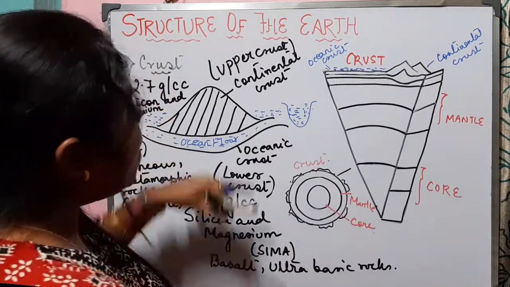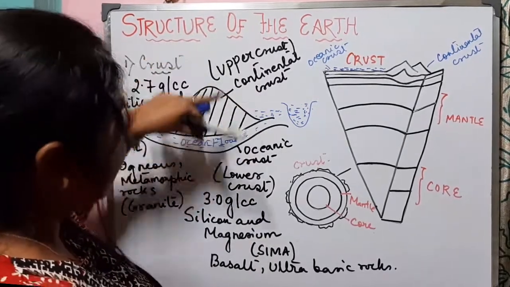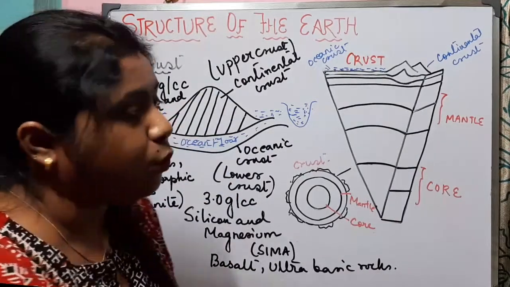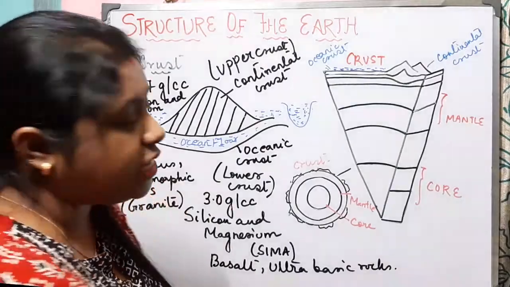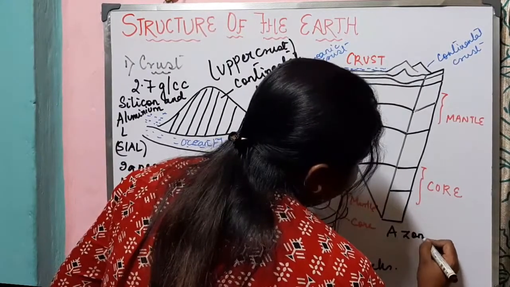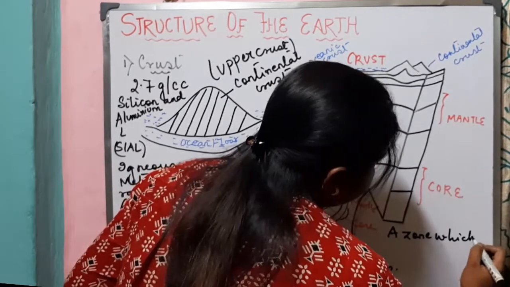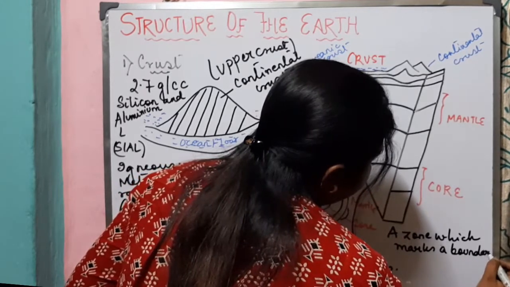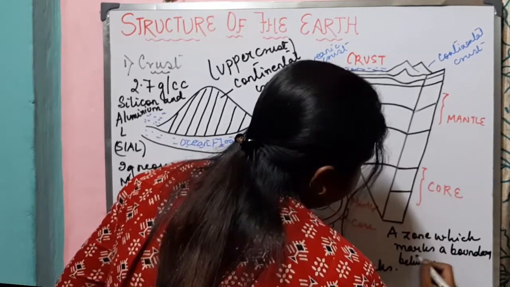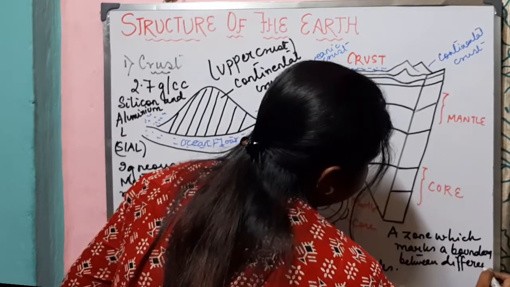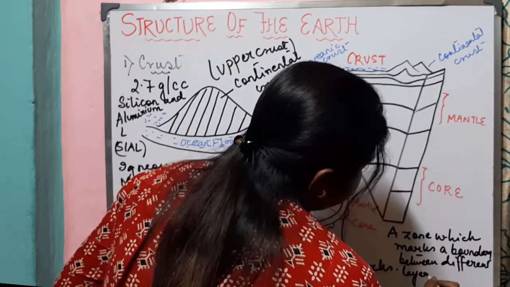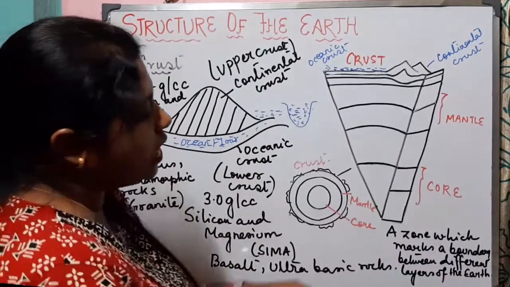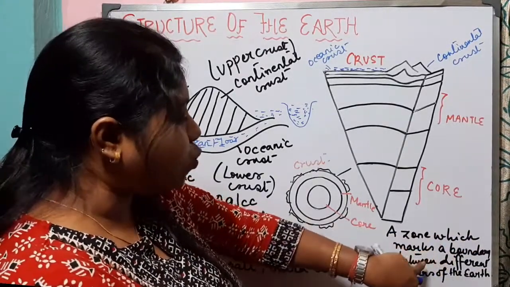Now, we will see that the continental crust, which is the upper crust, and the oceanic crust, which is the lower crust, are divided from each other by a discontinuity. Now, what do you mean by a discontinuity? A discontinuity means a zone which marks a boundary between different layers of the earth.